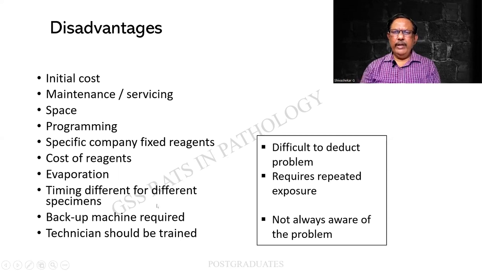And there can be different timing for different specimens: small biopsies, and then a large bit, 1 into 1 centimeter from a soft tissue. Both cannot be given at the same time. Therefore, if you are good enough, you will have a separate programming for the small biopsies and a separate one for this. But some laboratories overlook this and do the processing, and sometimes we have to pay the penalty for it.